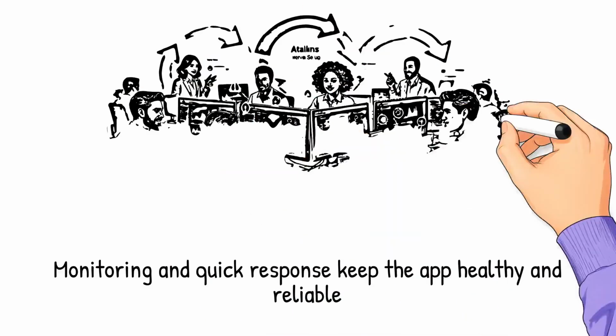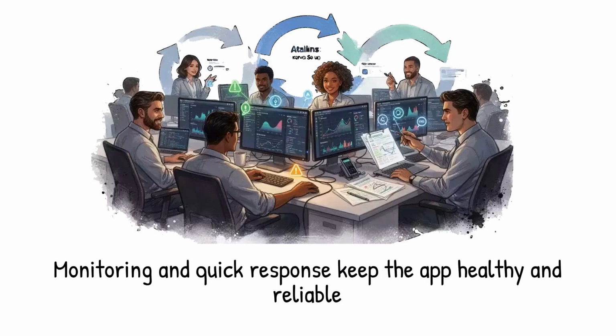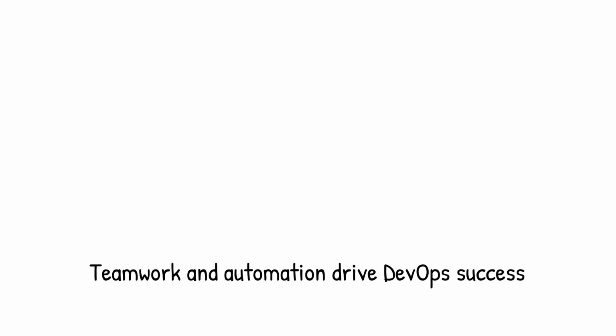Step 7, if something goes wrong, the team gets an alert, fixes it quickly, and learns from it so it doesn't happen again. Then the cycle starts over. That's it. It's not magic. It's teamwork plus automation running in a loop.